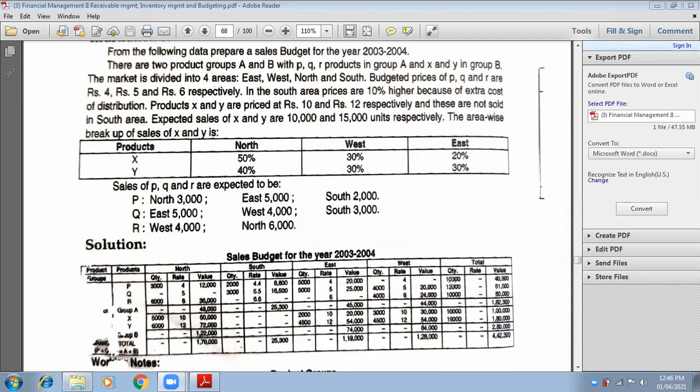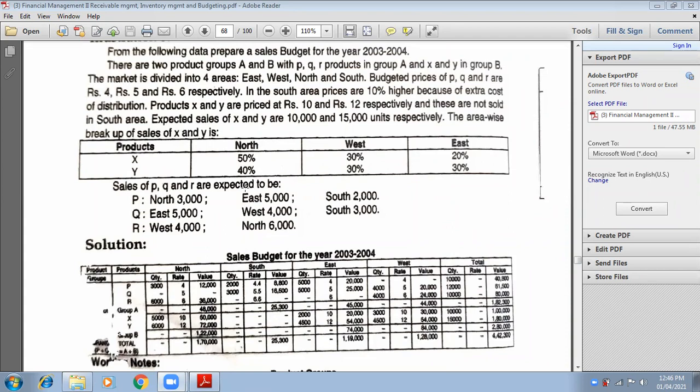Always remember, the rate column should never be added. Leave it as it is. Leave it. The rate column will never be added or deducted. Now value. Come to the column of value. For P, 12,000 in north plus 5,000 in south and 20,000 in east. Keep doing it on the calculator. What is the total value? Value means amount. 40,800. Very good. That's what has to be done with P, Q, R, X, Y.